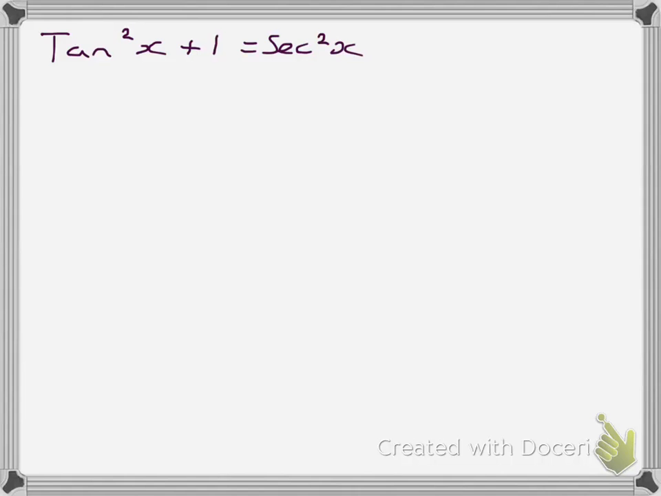So, tan squared x plus 1 equals sec squared x. Again, I've got squareds involved, so I'm going to go back to my identity: sine squared x plus cos squared x equals 1. This time, I can see that I've got 1 as the second part, so I want to make that second part 1, so I'm going to divide everything by cos squared x and see what happens.